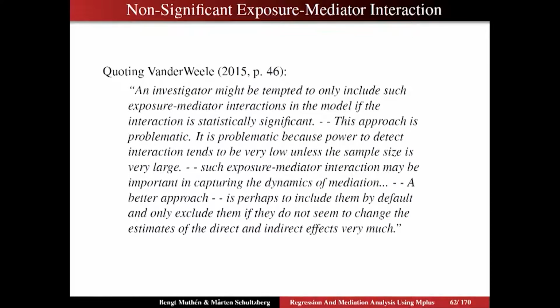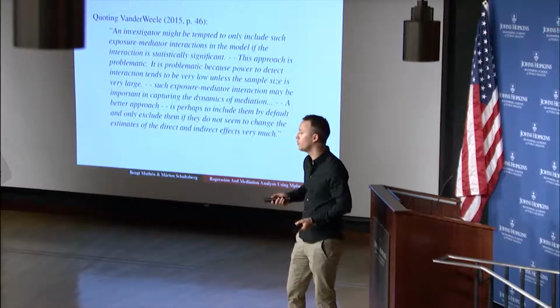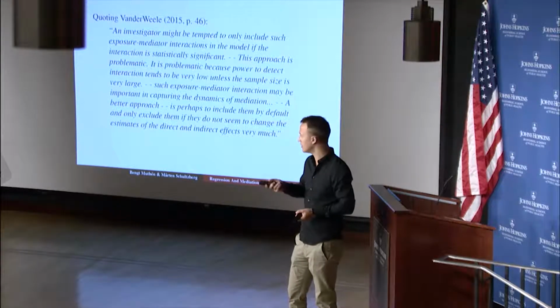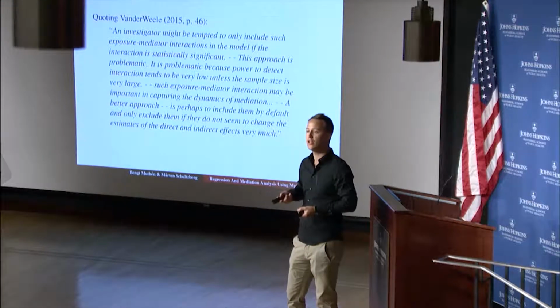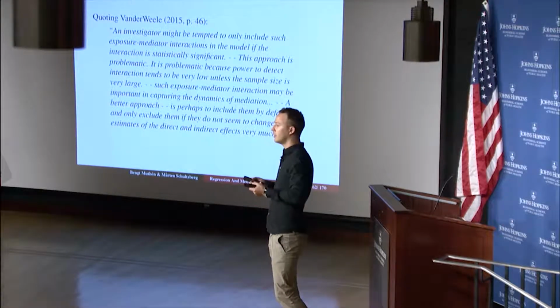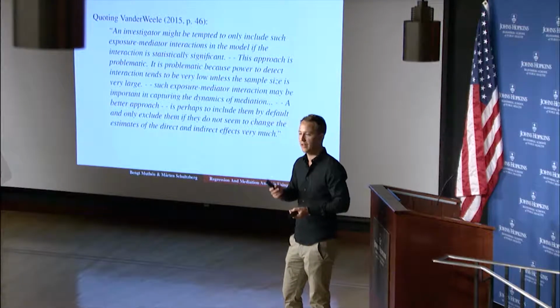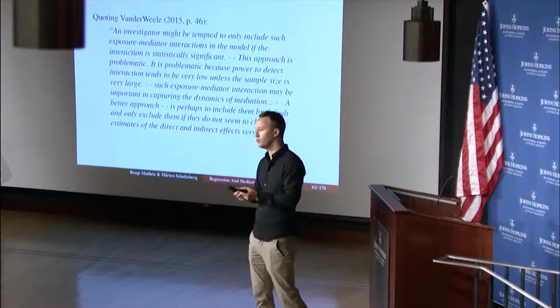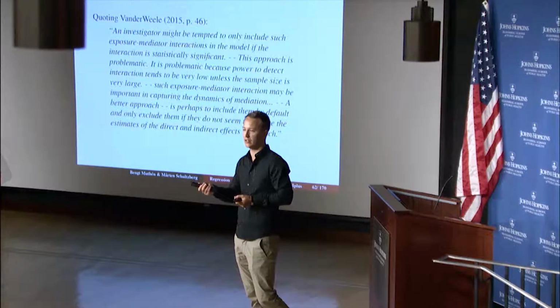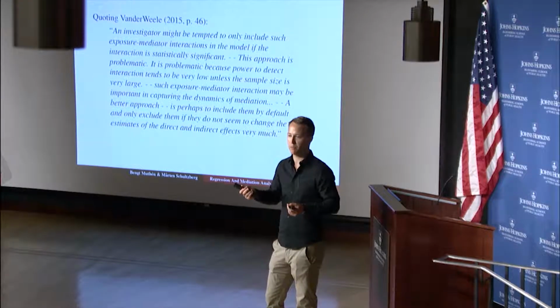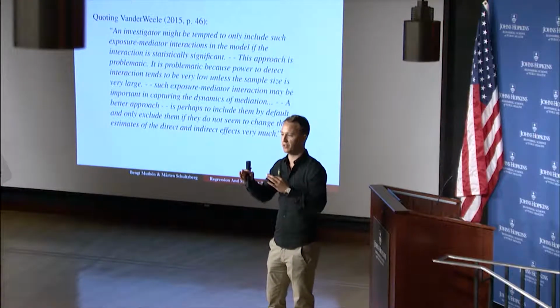So essentially what he says here is that even though you might be tempted, like Bengt said, to exclude this kind of interaction if it's not significant, maybe we should include it or keep it anyway, unless it doesn't change the effects, the indirect and direct effect, if we remove it. And that's because usually it takes huge samples to find significant interactions. But that doesn't mean that there is no interaction. So that might still be very important for the dynamics of this mediation, right?